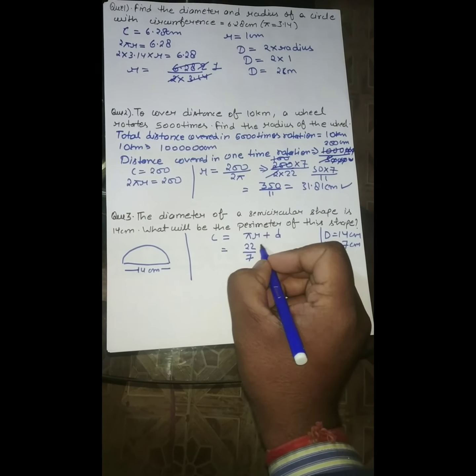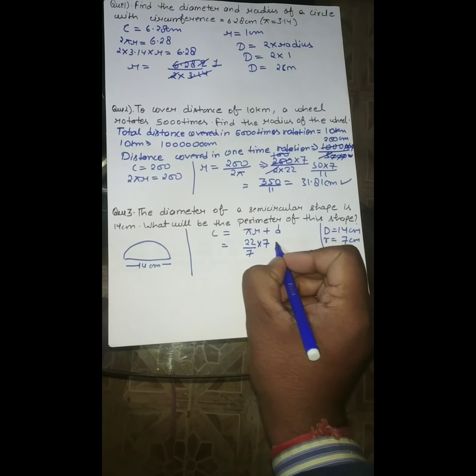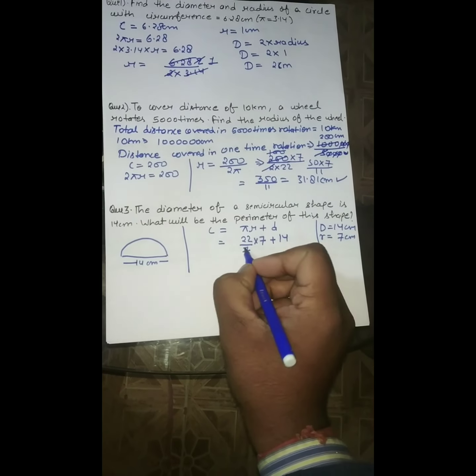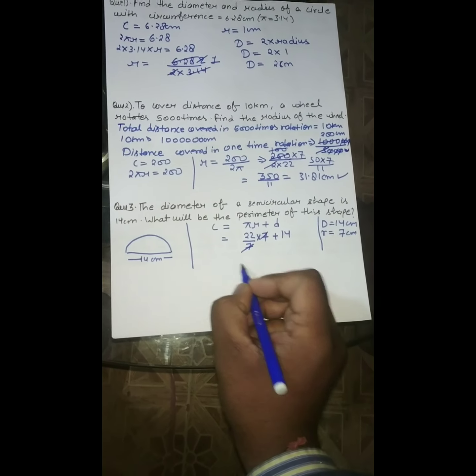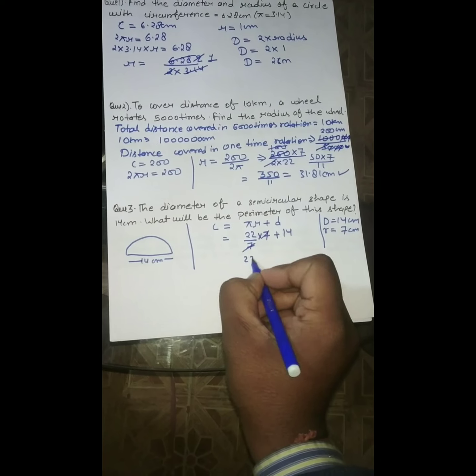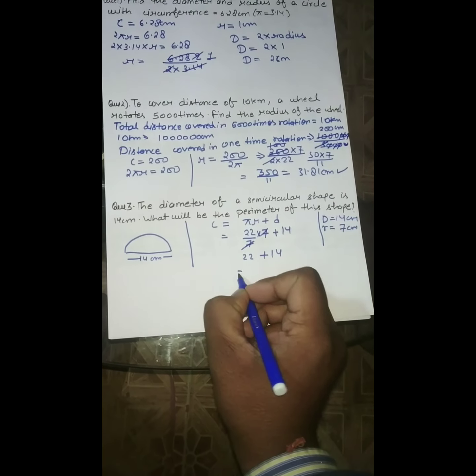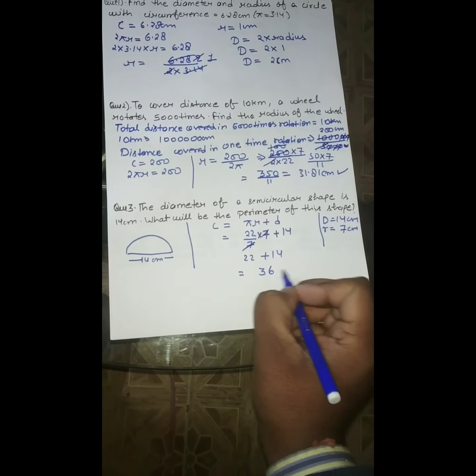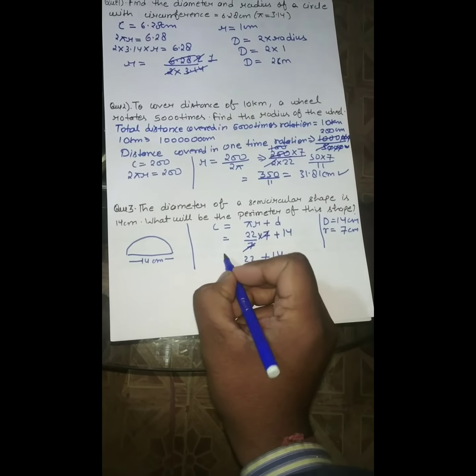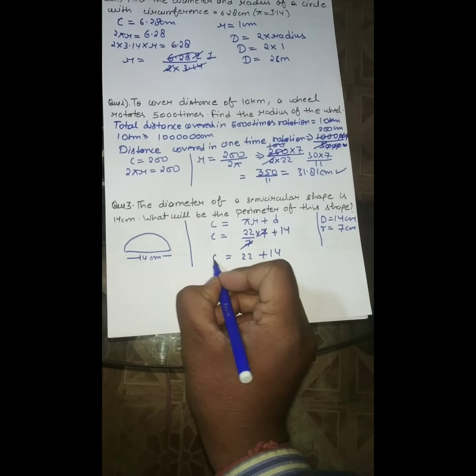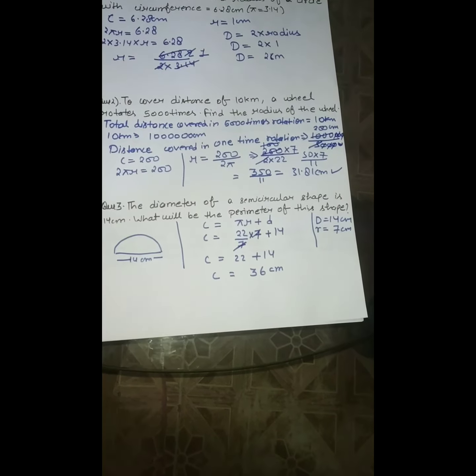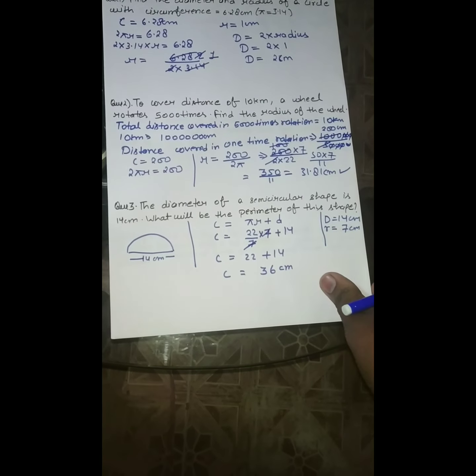So when we put the value of r as 7 plus diameter 14, now 7 will be cut, and 22 plus 14, that is 36 centimeter. We have got the value of circumference, that is 36 centimeter.